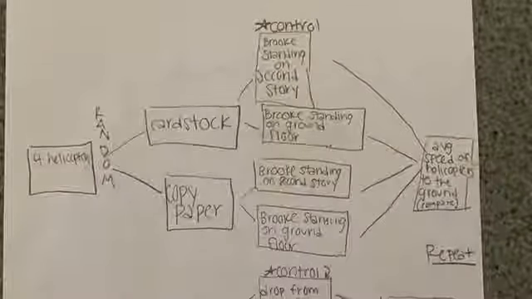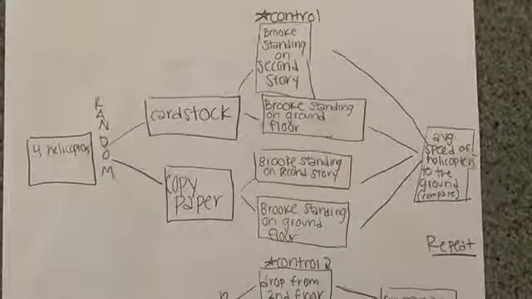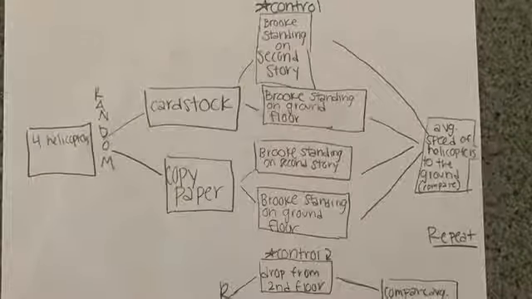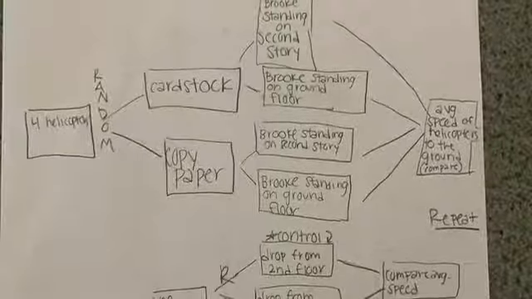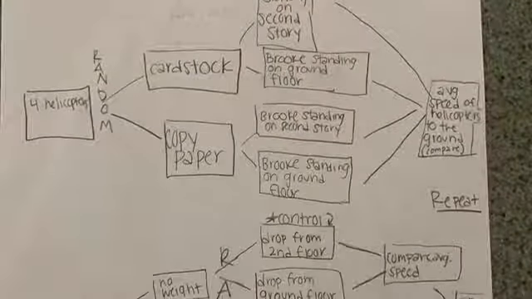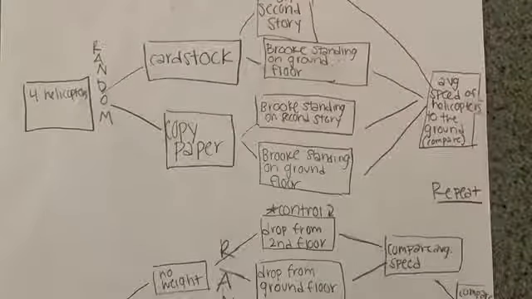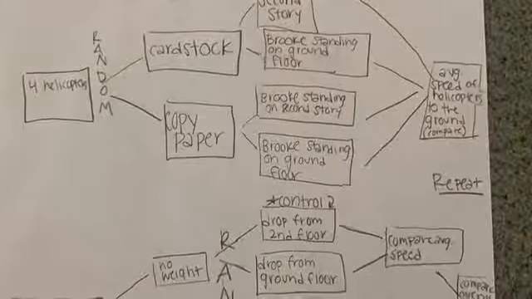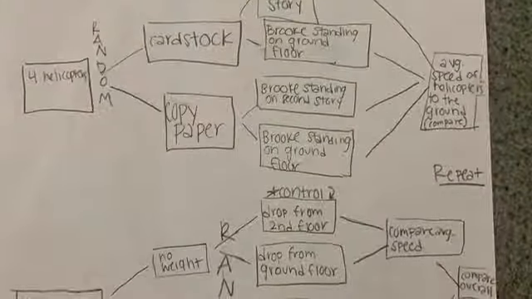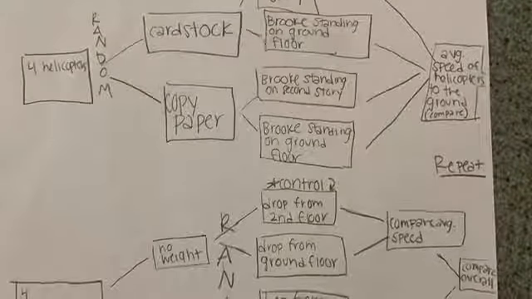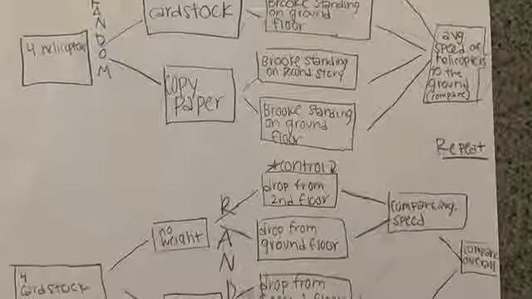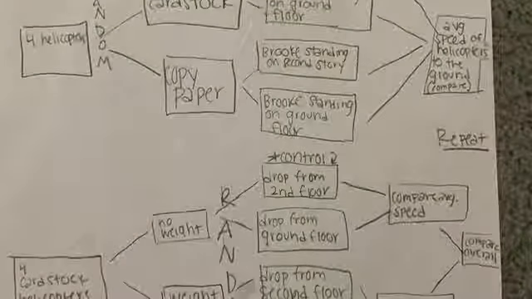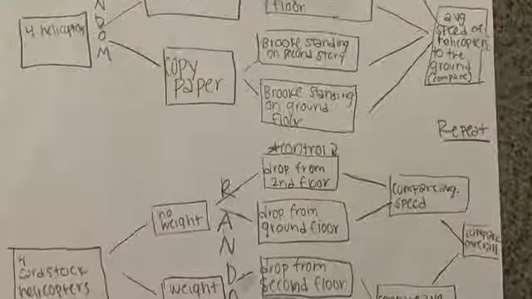We repeated each of these trials 5 times, meaning that each helicopter per cardstock or copy paper on each floor was repeated 5 times. What we realized is that the second floor cardstock had the highest velocity. It had the highest speed. But the slowest happened to be the second floor copy paper, meaning that the type of paper really had a big impact on the speed.